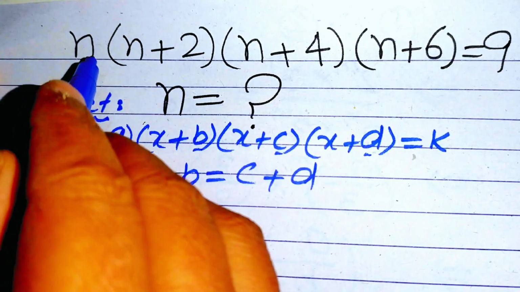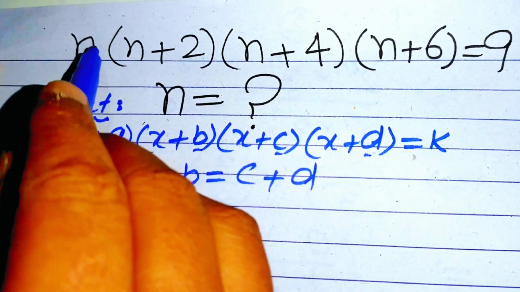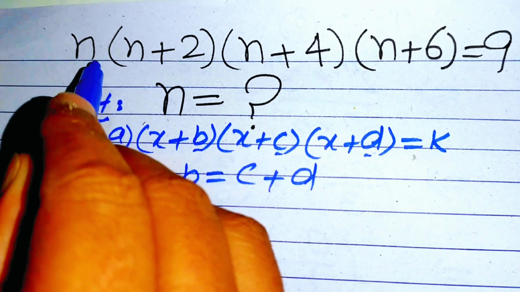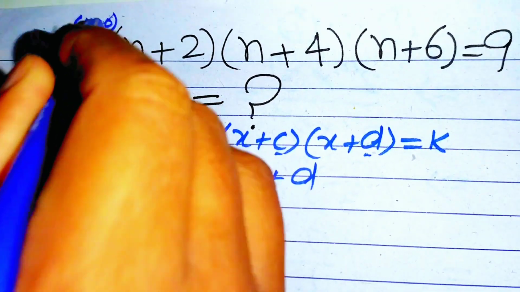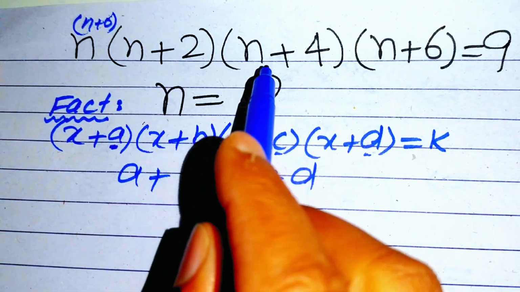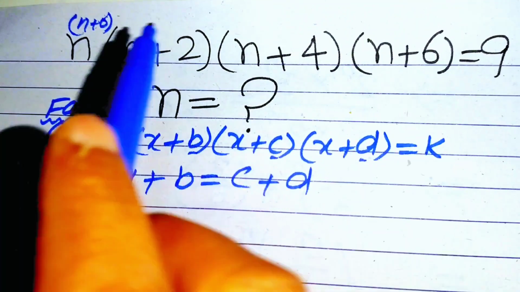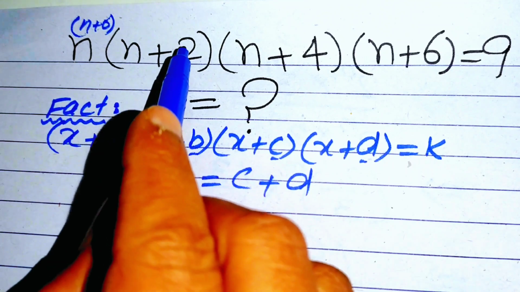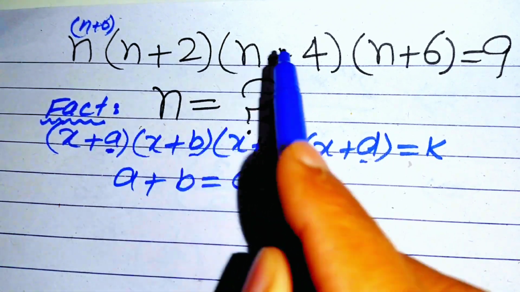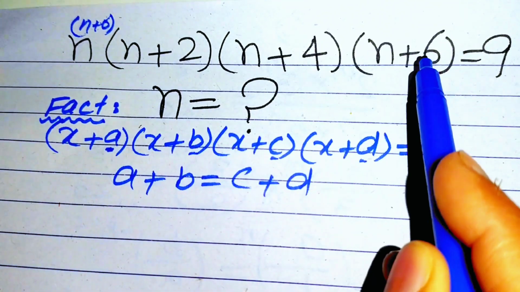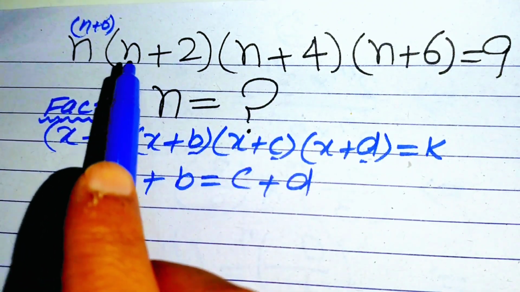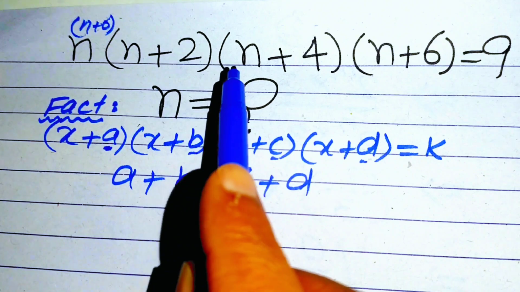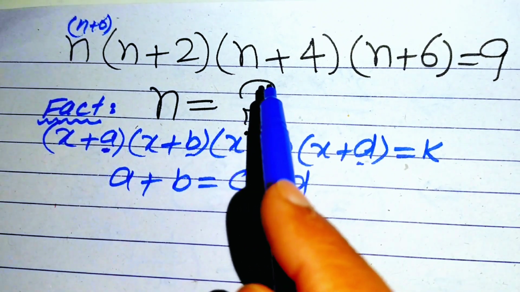So if you focus on this term, the constant added to n is 0. So we write this n as n plus 0, and we have n plus 2, n plus 4, n plus 6 equals 9. Here we add 0 plus 2, and you get 2, and when we add 4 plus 6, you get 10. So it means that this order of the factors is not suitable.